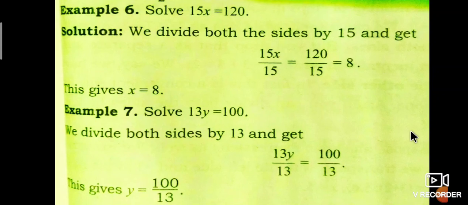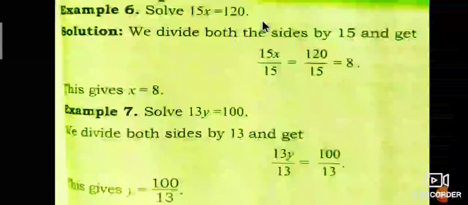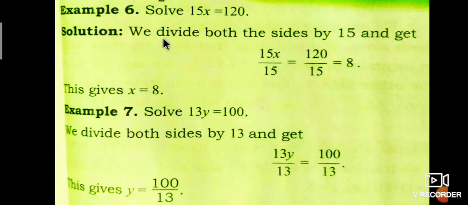Next problem, students. Solve the equation 15x is equal to 120. This is solved by dividing both sides by 15. We get 15x divided by 15 is equal to 120 divided by 15.